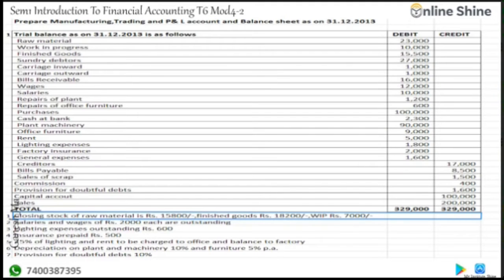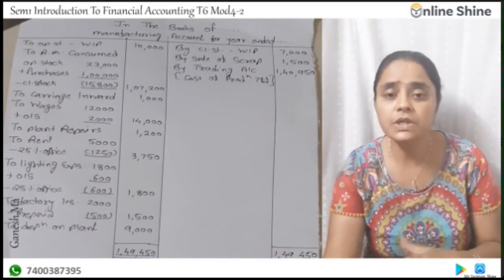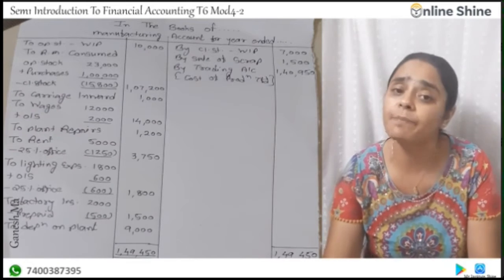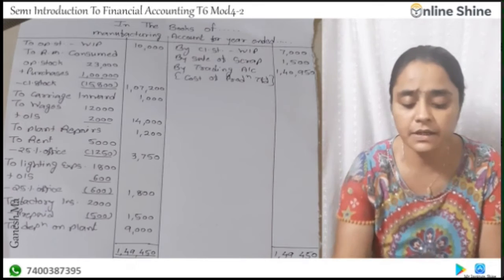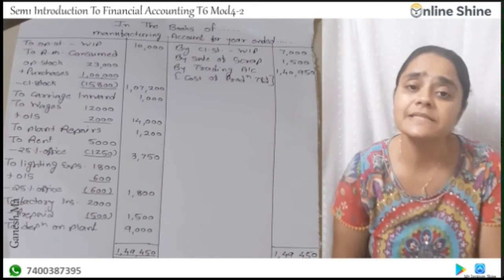And the last one is closing stock of semi-finished goods. You can also say closing stock of work in progress. Semi-finished goods is also known as work in progress. Understood? So work in progress is a part of manufacturing account. So closing stock of work in progress will be credited to your manufacturing account, rupees 7,000.